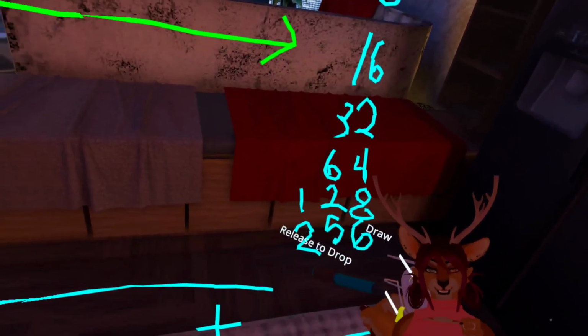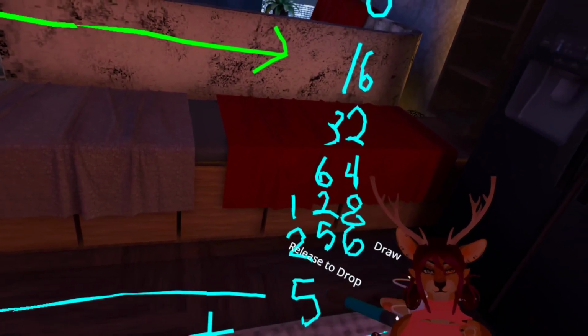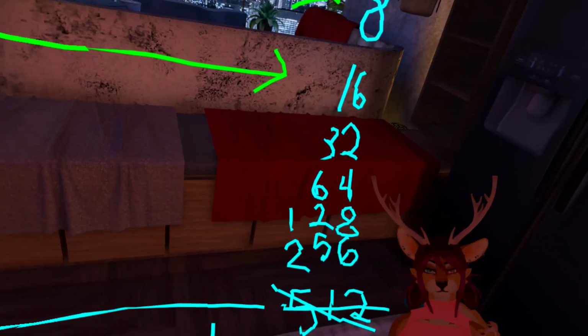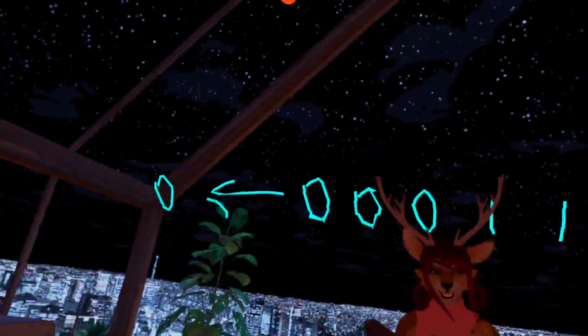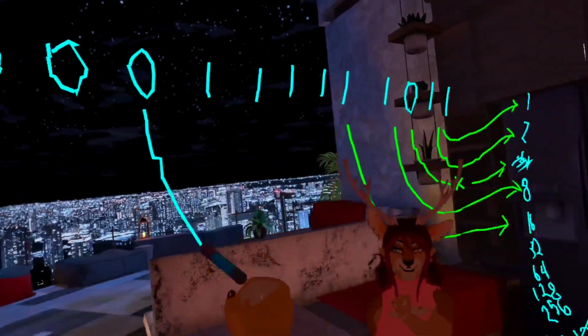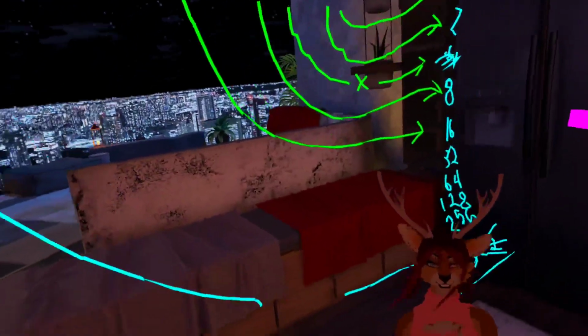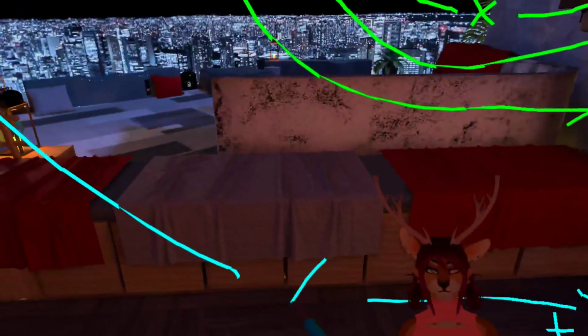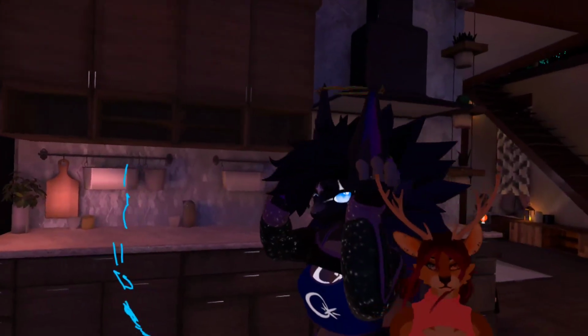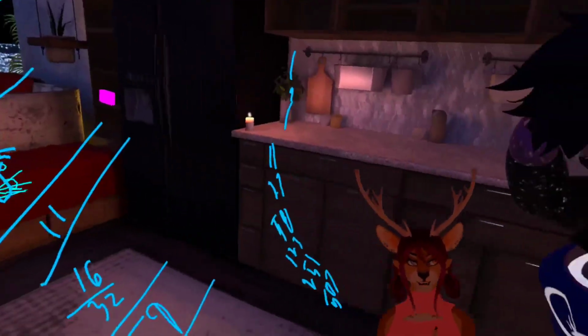Okay, let's write it but cross it out. 512, and it's not there. Cross it out. Because this is the place that is responsible for 512, and it's a 0. There's no 512. We stop here.